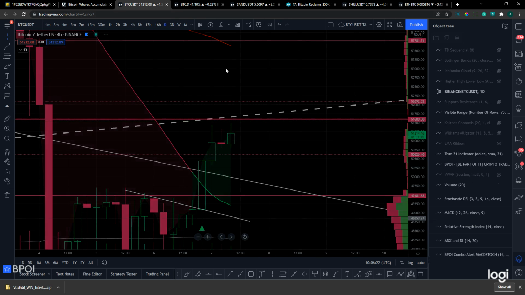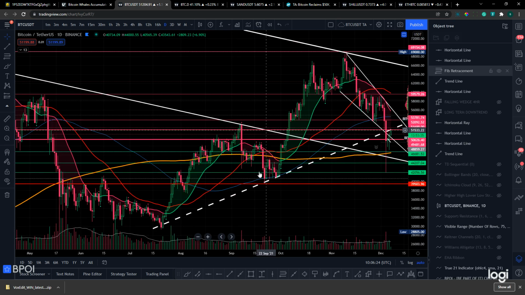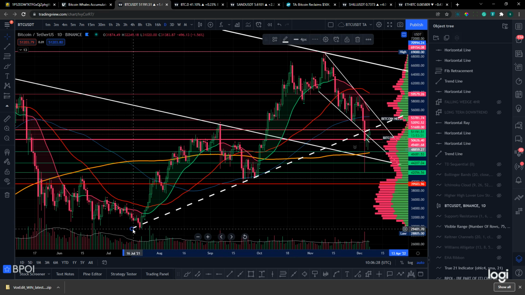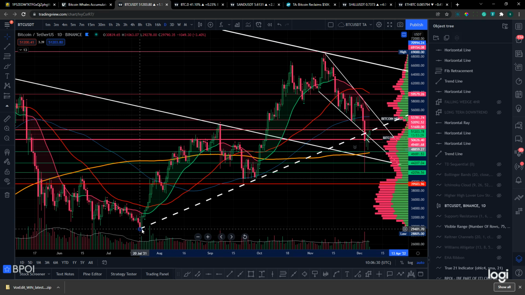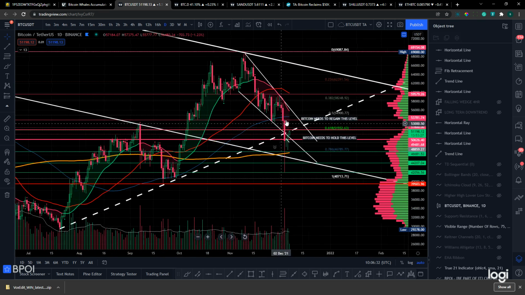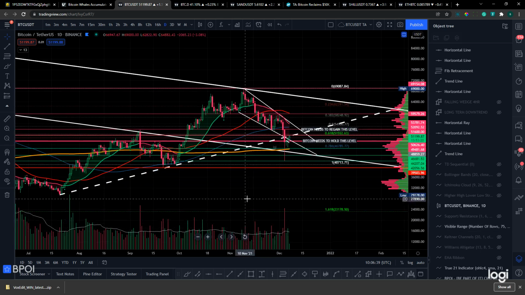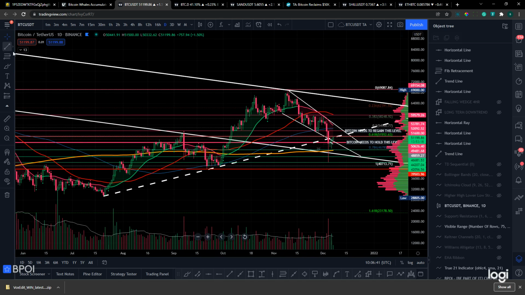So let's go to the daily. Let's just have a look where this trend line is. Okay, so this trend line is coming from the bottom here. Sorry, not the most accurate drawing there. Let's get these a bit more accurate. That's about right. So we can see that Bitcoin is hitting the lower trend line of what would have been the rising channel that Bitcoin was trading in.